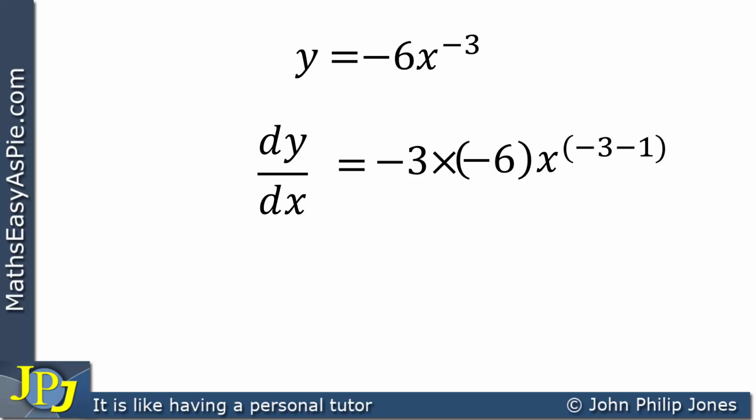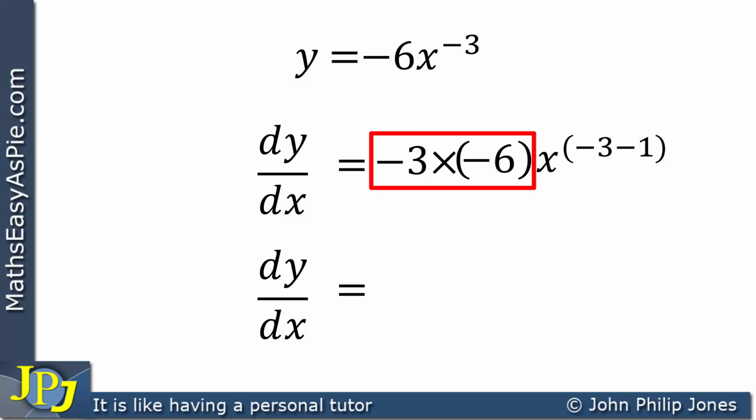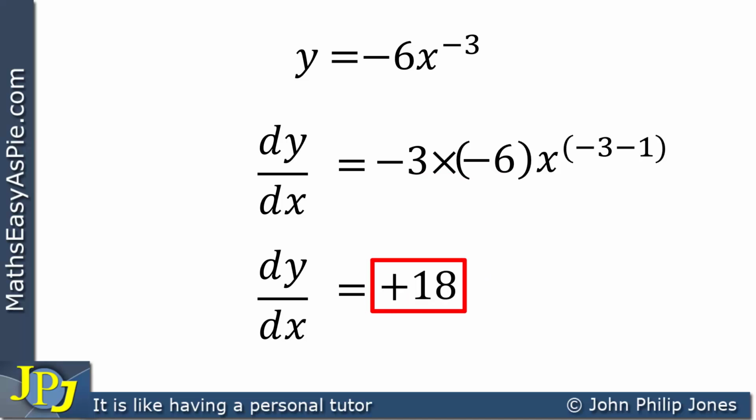Now we can go on to say that dy/dx equals, and what we do now, we perform this calculation, which is minus 3 multiplying minus 6. Now 3 times 6 is 18, and a minus times a minus is a plus. So this will give us plus 18, as you can see here.